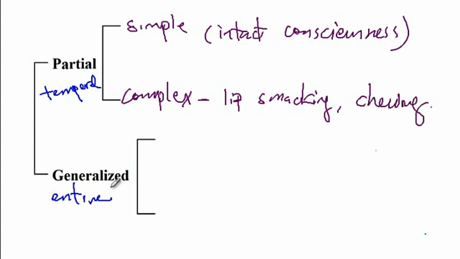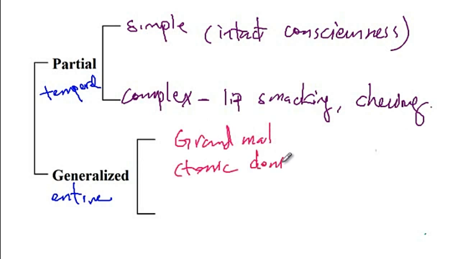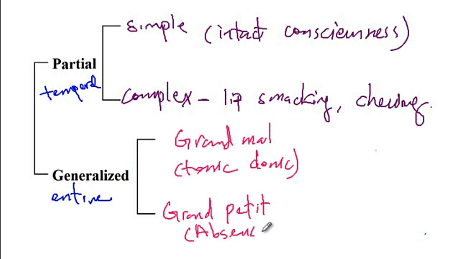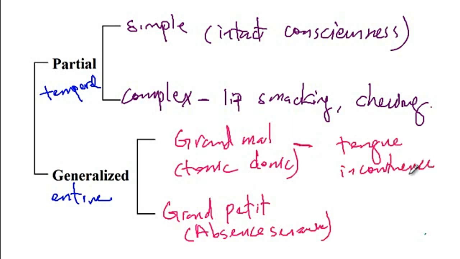And then generalized seizures are divided into grand mal, also known as tonic-clonic, and grand petite, which is also known as absence seizure. So grand mal seizure is usually also associated with tongue biting as well as incontinence. And these patients present with rigid trunk and limb extension, which goes for tonic movement, as well as jerking of limbs, which goes for clonic.